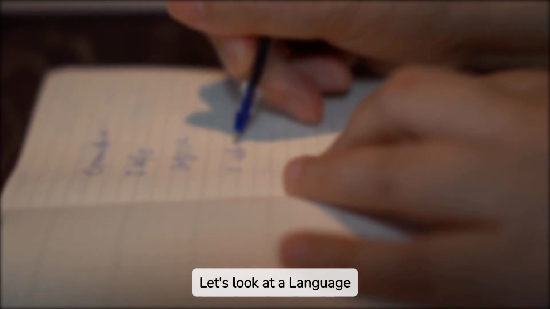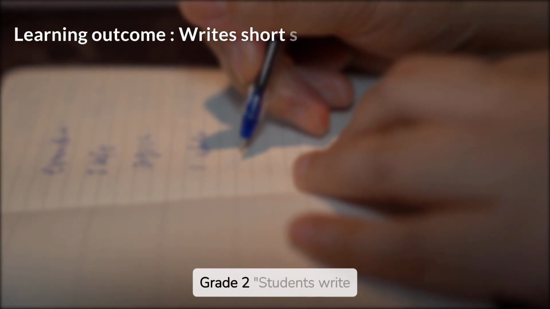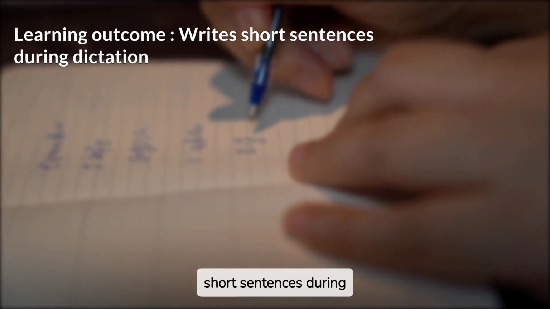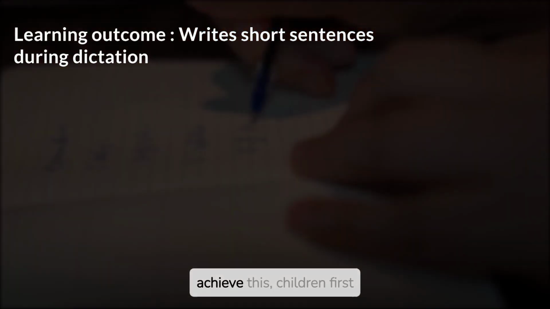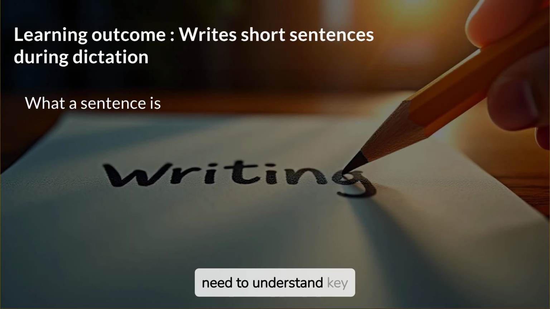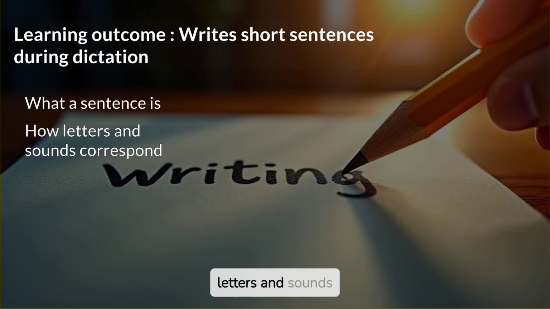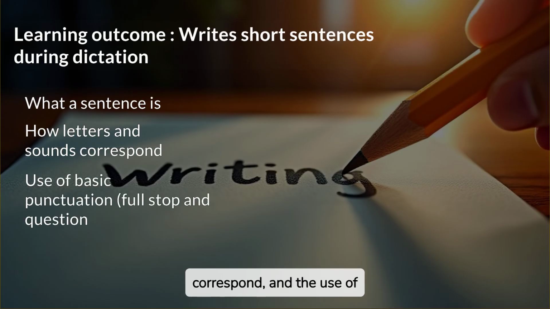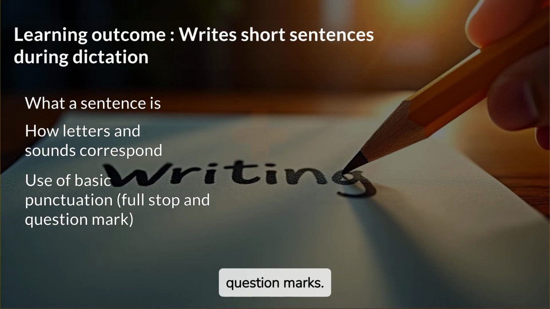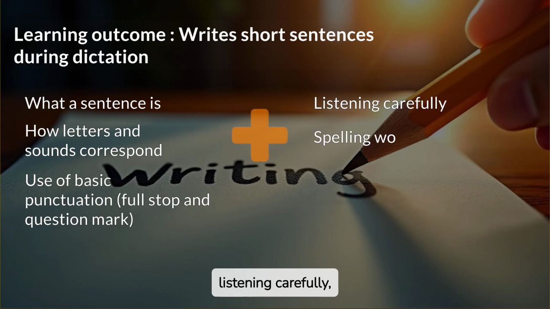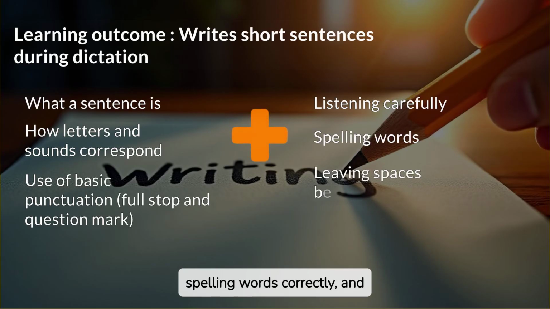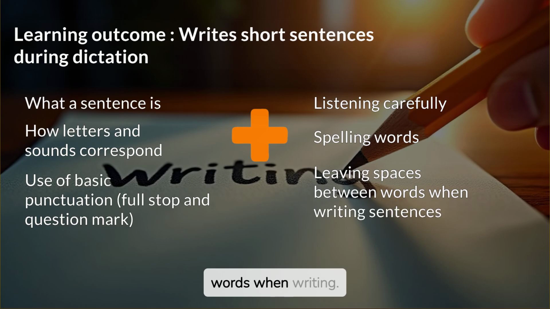Let's look at a language learning outcome for Grade 2. Students write short sentences during dictation. To achieve this, children first need to understand key concepts such as what a sentence is, how letters and sounds correspond, and the use of basic punctuation, including full stops and question marks. They will also develop essential skills such as listening carefully, spelling words correctly, and leaving spaces between words when writing.